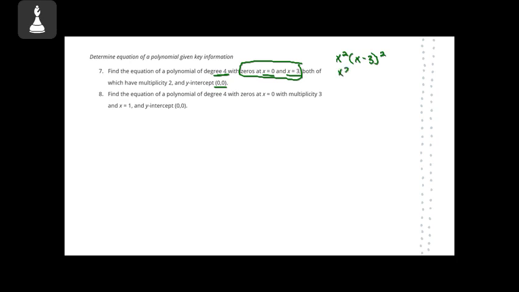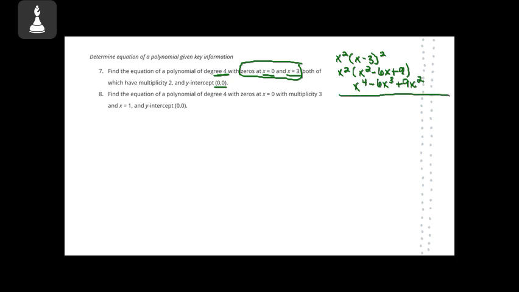So let's see, if I multiply or FOIL this out, that's going to be x squared minus 6x plus 9. And then I can distribute the x squared in. So x to the 4th minus 6x cubed plus 9x squared.